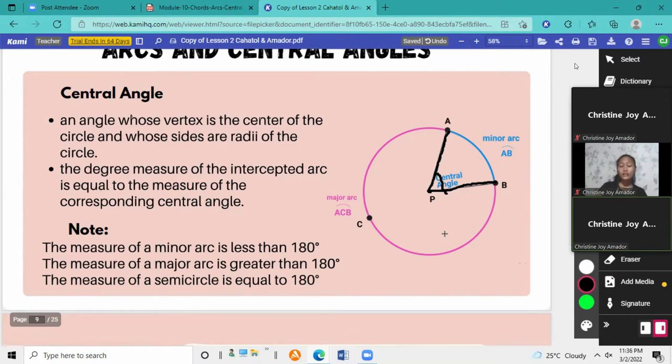Again, a central angle is an angle whose vertex is the center of the circle, this one.